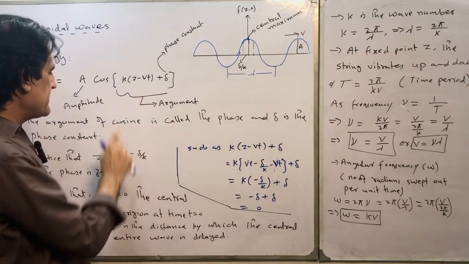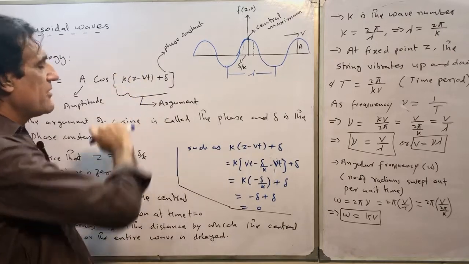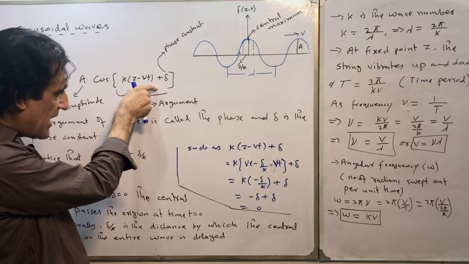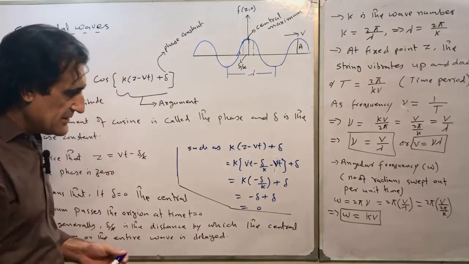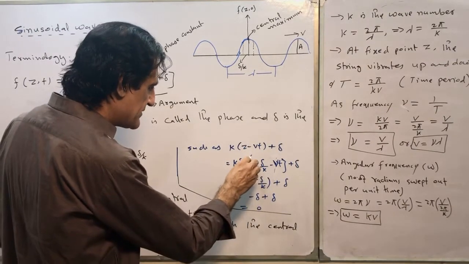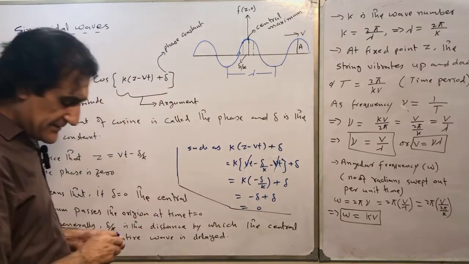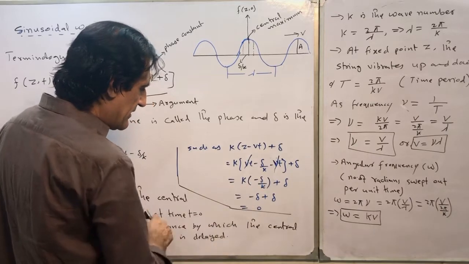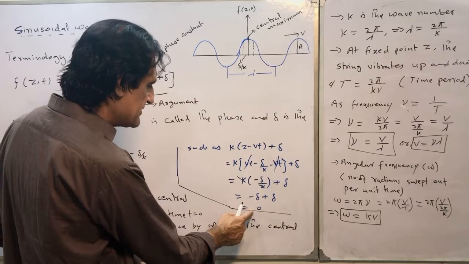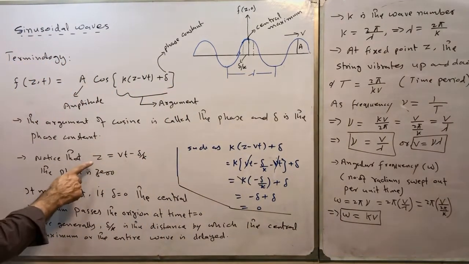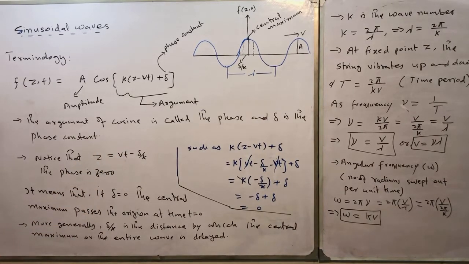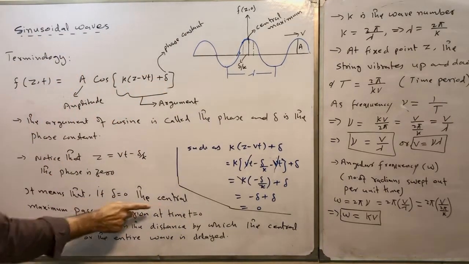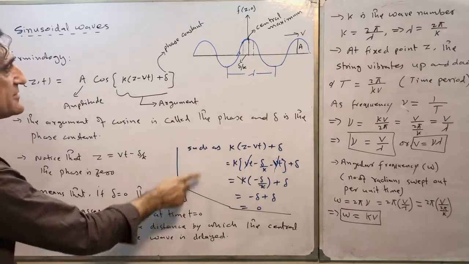If we put z equal to vt minus delta divided by k, then the phase will be equal to 0, because in k(z minus vt) plus delta, the vt cancels with vt, and k times minus delta divided by k plus delta gives minus delta plus delta, which is equal to 0. It means that if delta is equal to 0, then the central maximum passes through the origin at time t equal to 0.